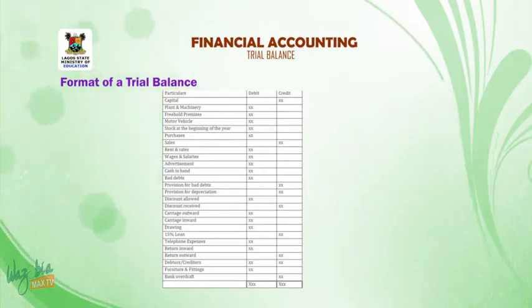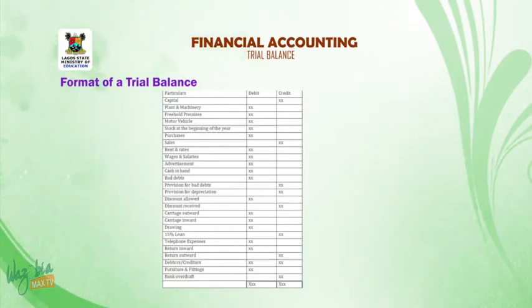Return outward is an income and is taken to the credit column of the trial balance. Debtors is an asset, is taken to the debit column of the trial balance. Creditors, they are liabilities and they are taken to the credit column of the trial balance. Furniture and fitting is an asset, is taken to the debit column of the trial balance. Bank overdraft is a liability and is taken to the credit column of the trial balance.